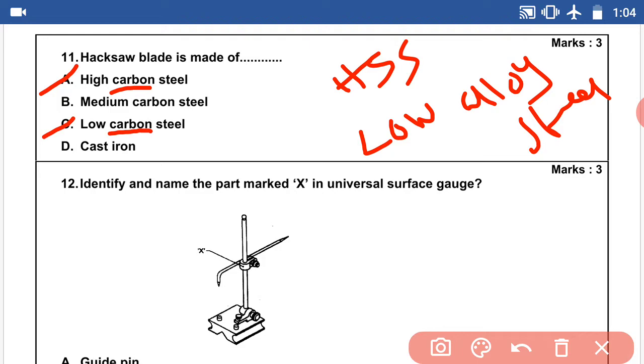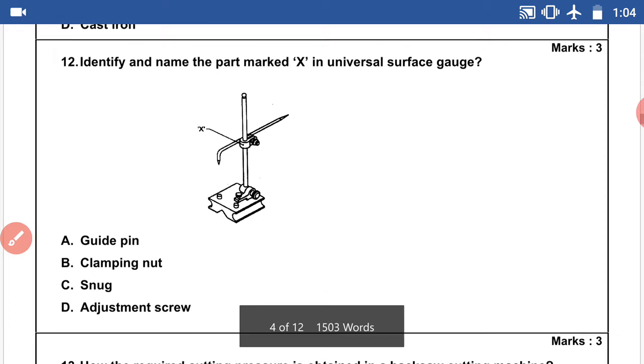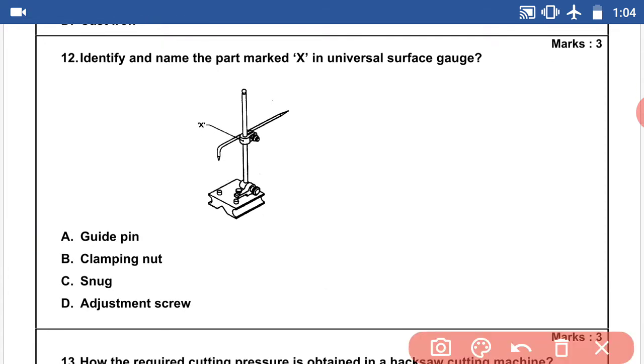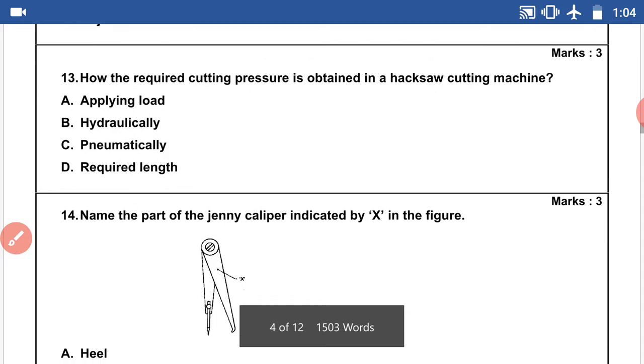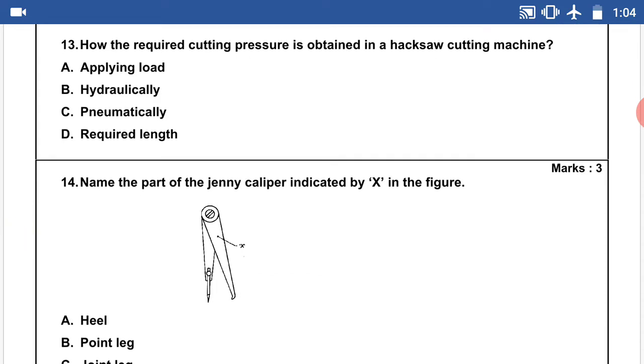Question number 12. Identify and name the part marked X in the universal surface gauge. X mark in the universal surface gauge is the snug. Option C is correct. Question number 13. How is the required cutting pressure obtained in a hacksaw cutting machine? Option B is correct: hydraulically.